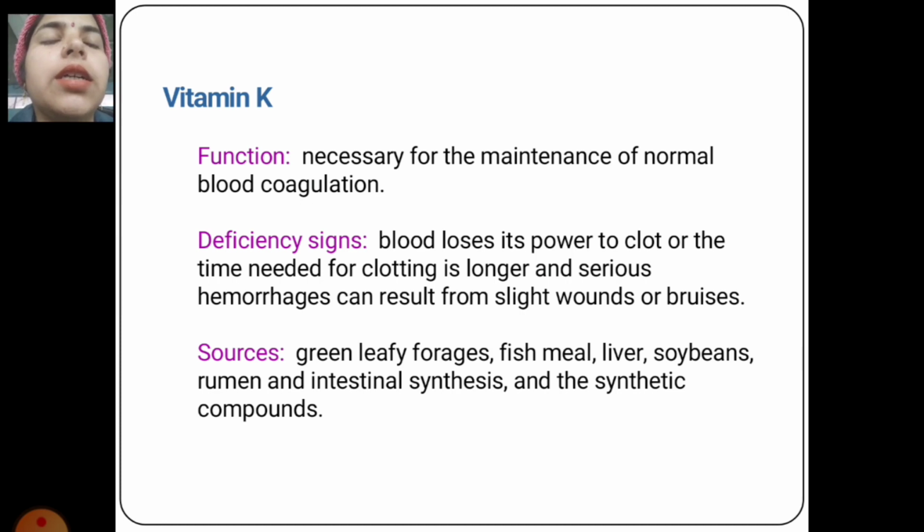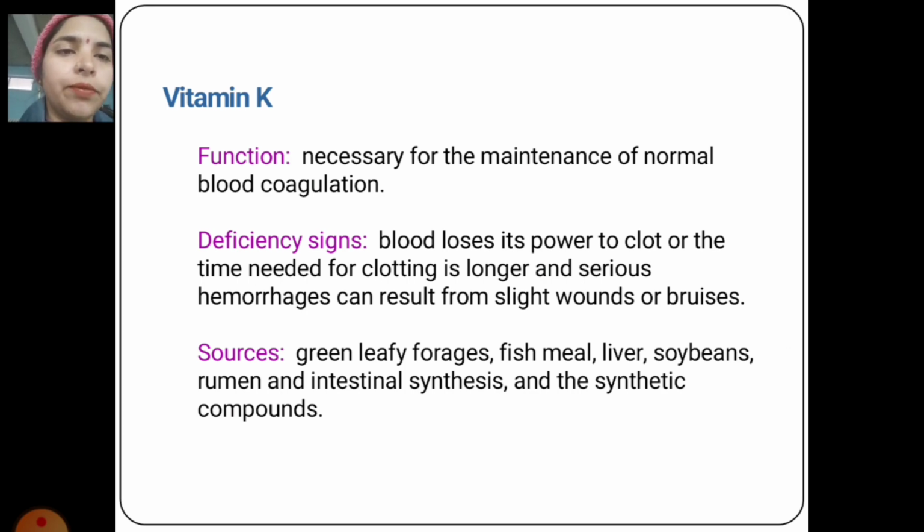In today's class, I will discuss vitamin K, its functions, deficiency signs and sources. Its function is necessary for the maintenance of normal blood coagulation. In case of deficiency, blood loses its power to clot or the time needed for clotting is longer, and serious hemorrhages can result from slight wounds or bruises.